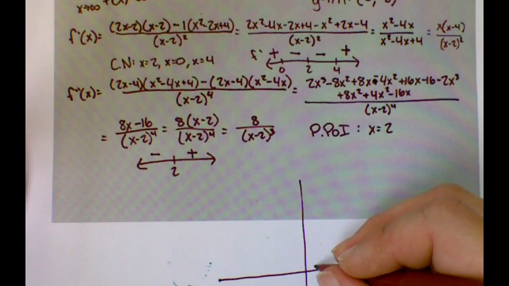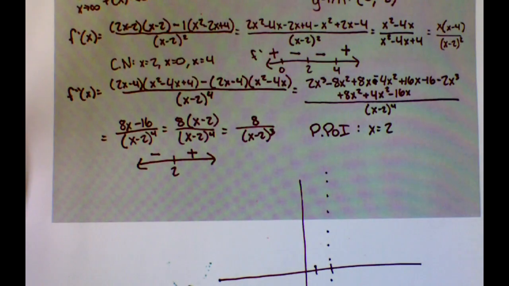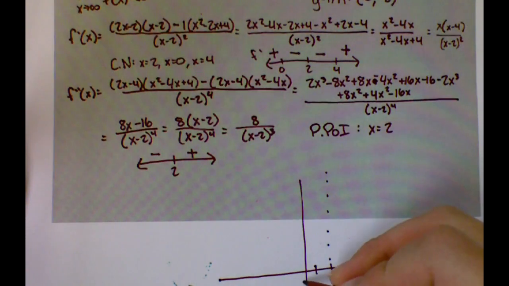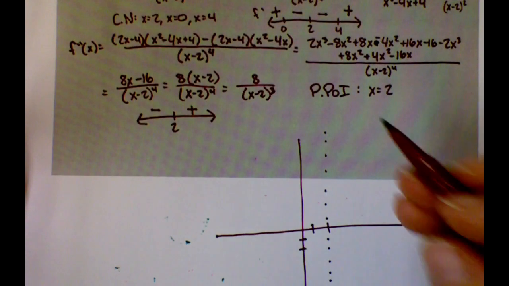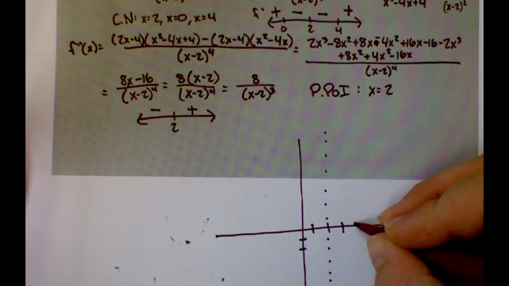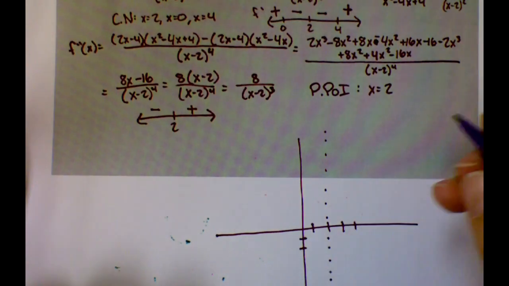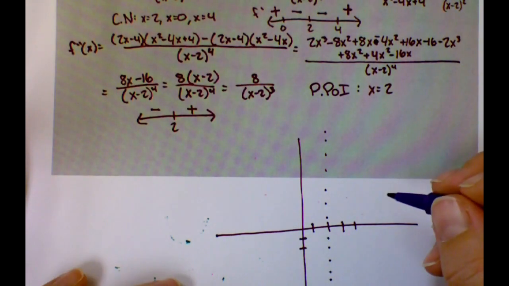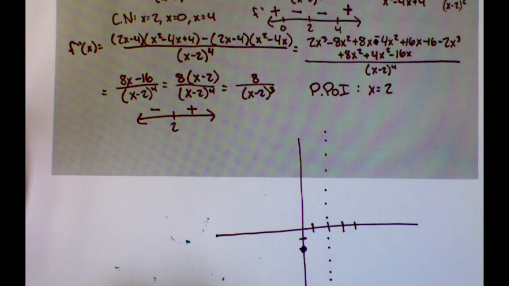We have an asymptote at x equals positive 2, so I'll draw that in right away. I have a y-intercept at 0, negative 2. Critical numbers at 0, 2, and 4. All right, let's make a sketch. So I know that the left side is going to go down. I know that I'm going to never cross the x-axis. And I know that I'm going to cross the y-axis right here.